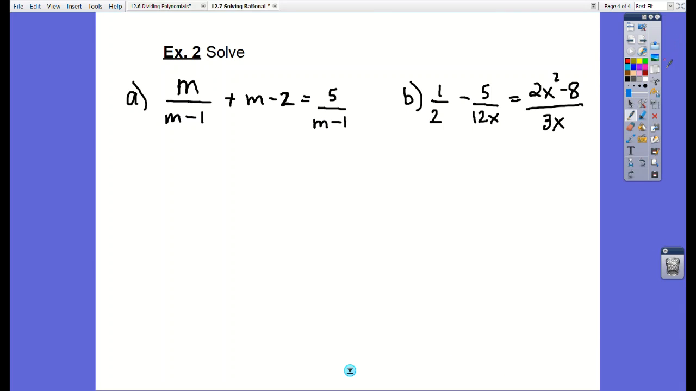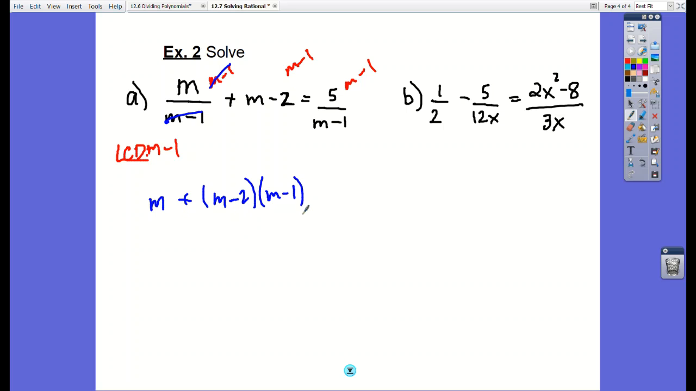This first one, everybody, what did you guys get for your least common denominator? M minus 1 for LCD is m minus 1. So multiply everything by it. M minus 1, m minus 1, m minus 1. And then we start simplifying. M minus 1 divides with itself. You're left with an m. Let's rewrite this. This is kind of messy. So plus m minus 2 times m minus 1. And then m minus 1 divides with itself equals 5.